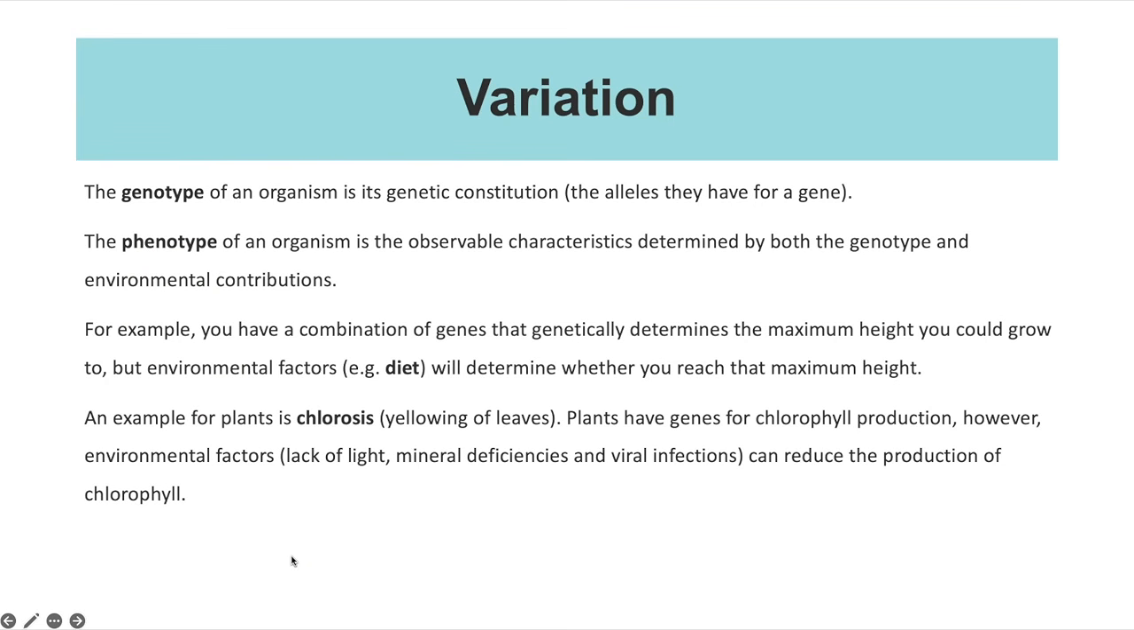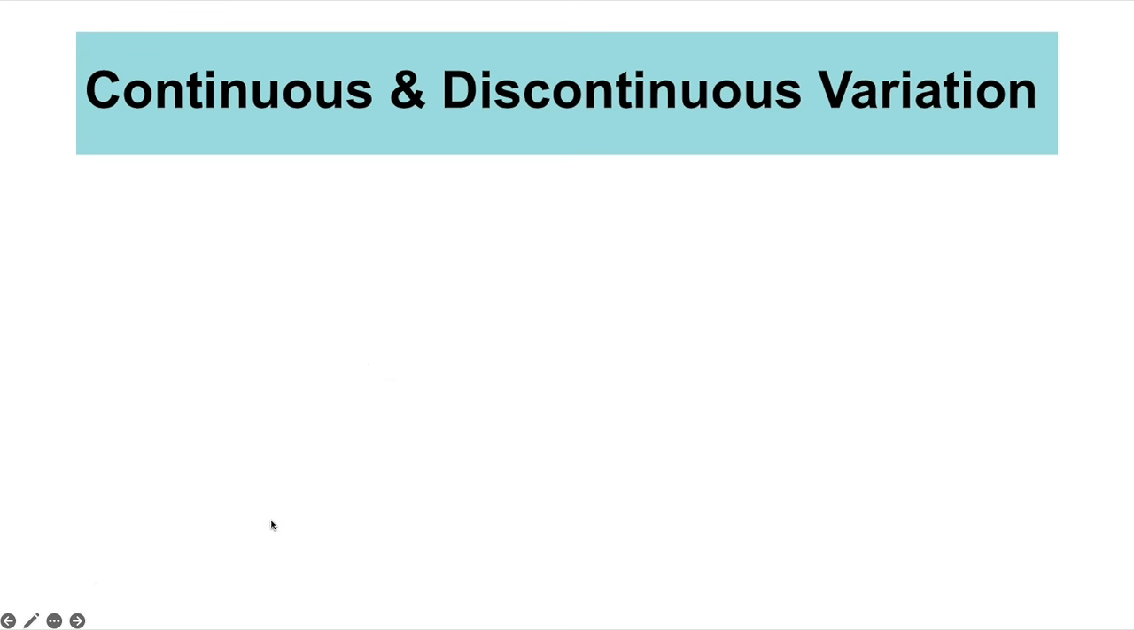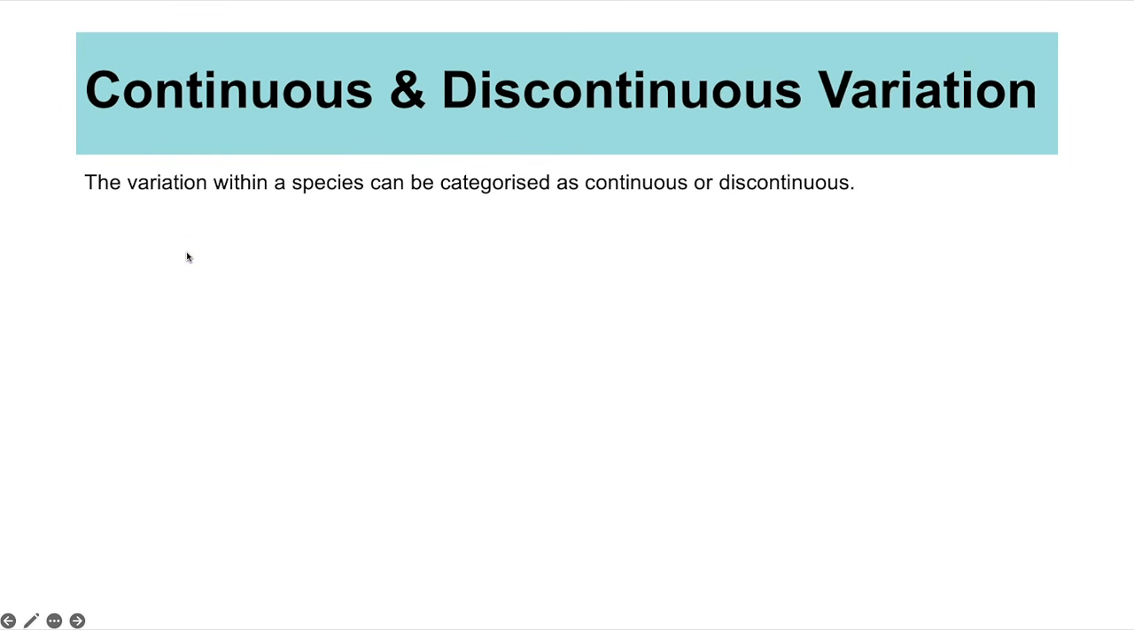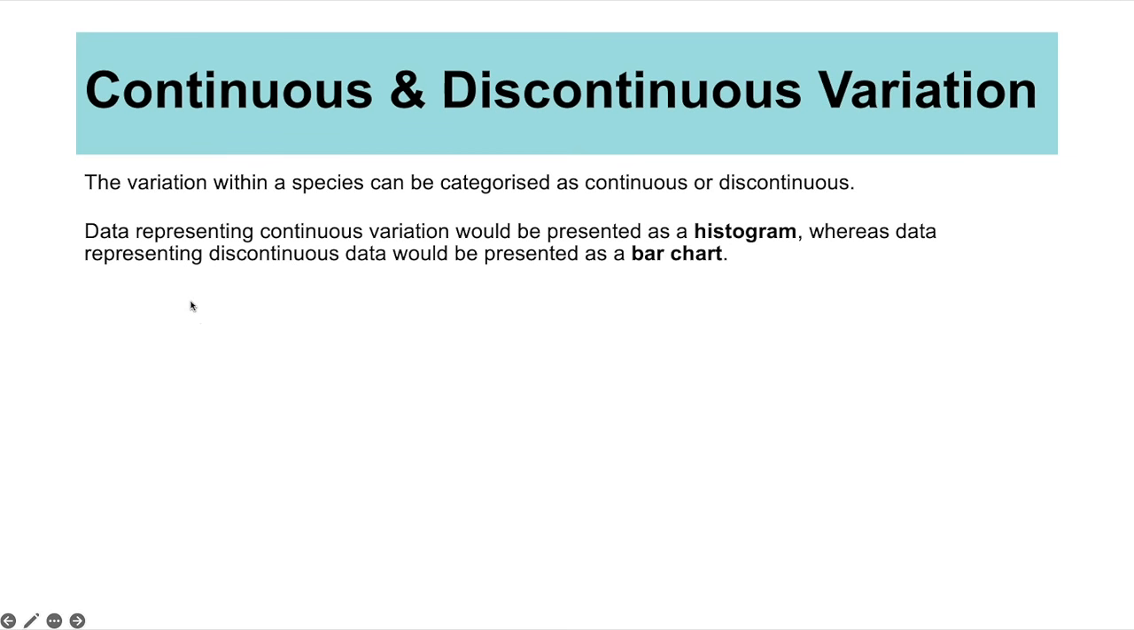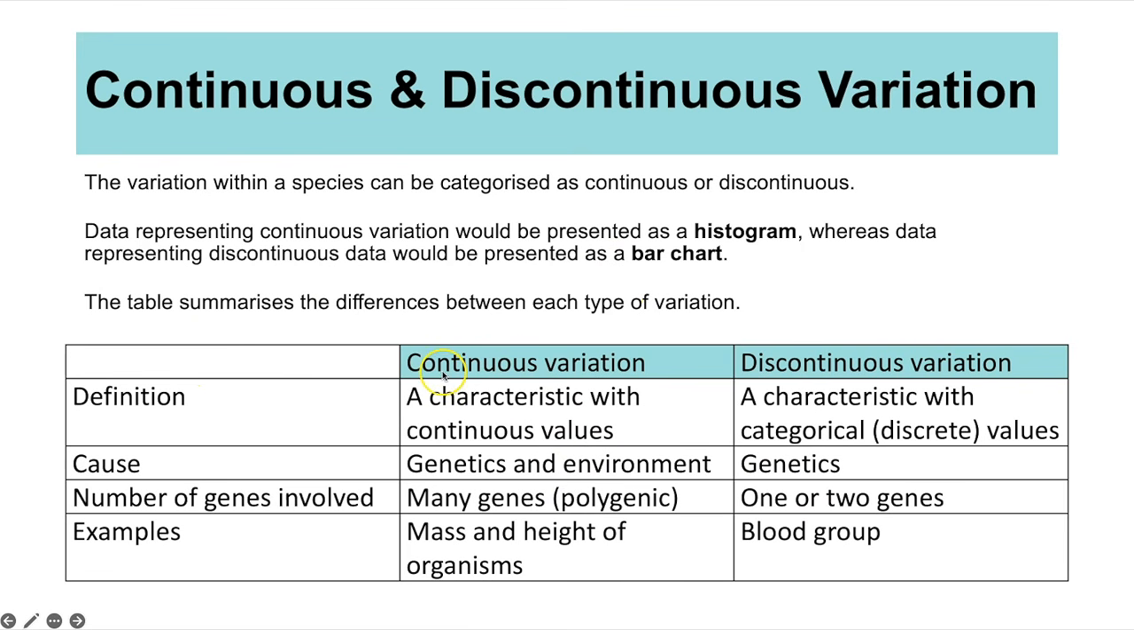An example for plants is chlorosis, so the yellowing of leaves. Plants have genes for chlorophyll production. However, environmental factors, such as lack of light or mineral deficiencies and viral infections, can reduce the production of chlorophyll. So thinking about this concept then of variation, we can categorize it as continuous and discontinuous variation. And data representing continuous variation would be presented as a histogram, whereas data representing discontinuous data would be represented as a bar chart. And the differences between these two types of variation are summarized in the table below.